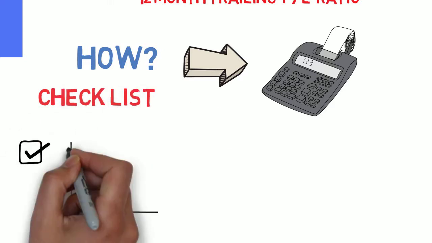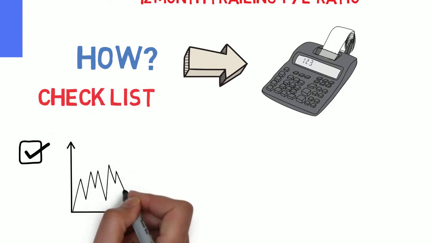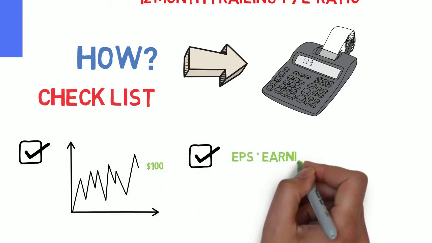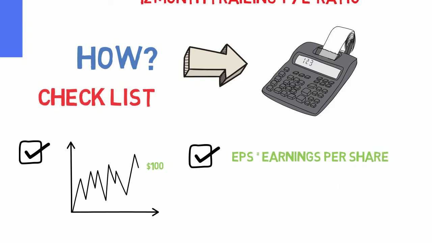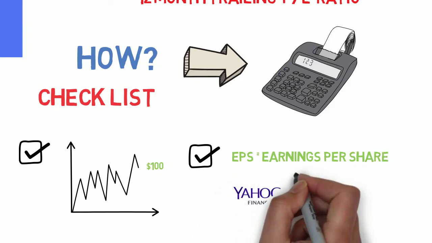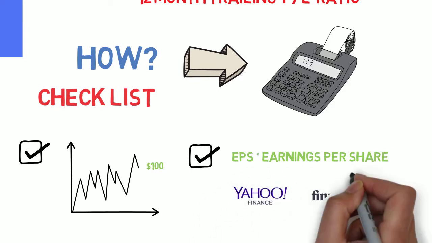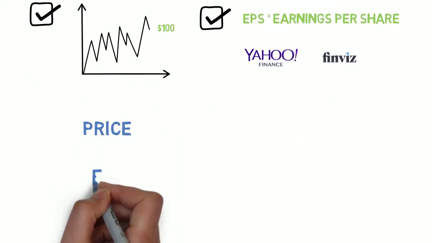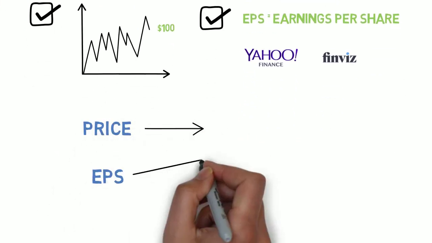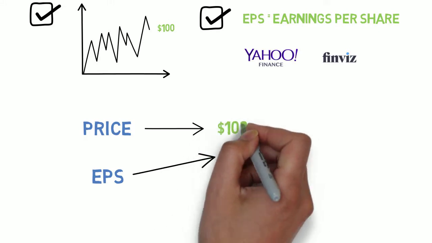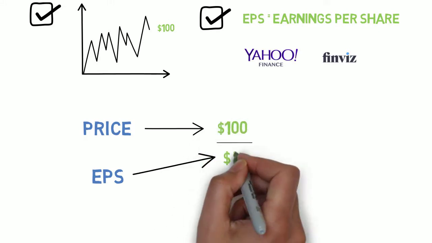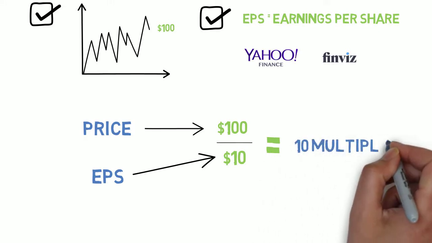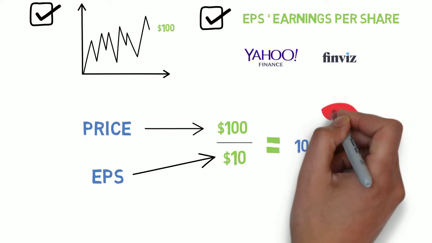So, if we take the price, which let's say is $100, and then we also use the EPS, or earnings per share, which is basically earnings divided by the number of shares and can be found on Yahoo Finance or finviz.com, that will help give us the PE ratio. So if we have price in the numerator of $100 and in the denominator we have the earnings per share at $10, this will give us a PE ratio of a 10 multiple.